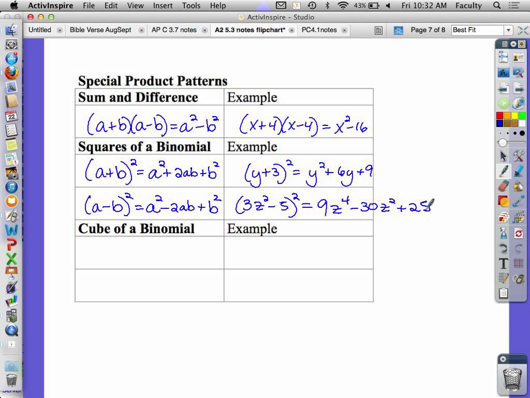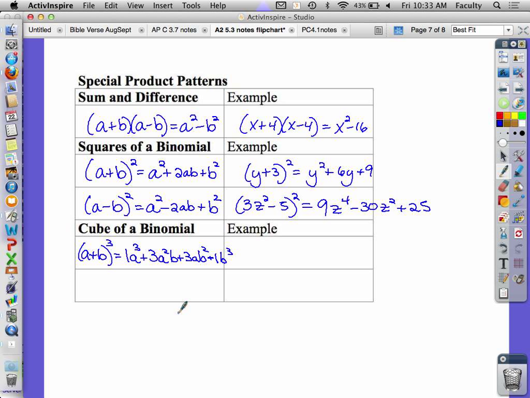Okay, now here comes the cube of a binomial. And we're going to be using Pascal's triangle. Your textbook just says memorize it. Well, if we understand and can create Pascal's triangle, like 1, 1, 1, 1, 2, 1, 1, 3, 3, 1, then you have it. You're right there. So it's going to go 1a cubed plus 3a squared b plus 3ab squared plus 1b cubed.